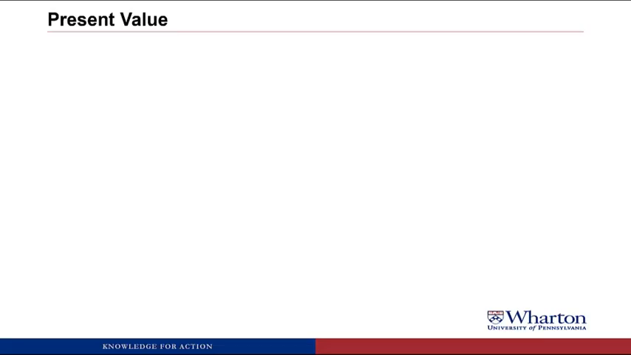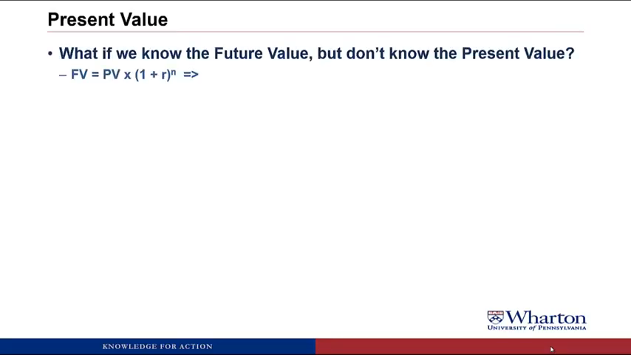Now let's dive in and see how we would calculate present values. So what if we know the future value of something, but we don't know what the value is today? What's the present value? Well, we saw in the last video that the future value was equal to the present value times 1 plus the discount rate or interest rate raised to the n power, where n is the number of periods. We can use algebra to rearrange this so that the present value is equal to the future value divided by 1 plus the discount rate raised to the nth power.